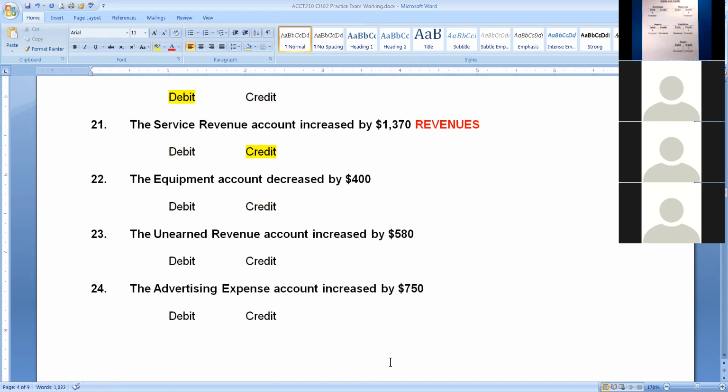Equipment account decreased by 400. What kind of an account is equipment? Asset. And it's going down. So it will be a debit or credit? Credit. Yep. It is going down.